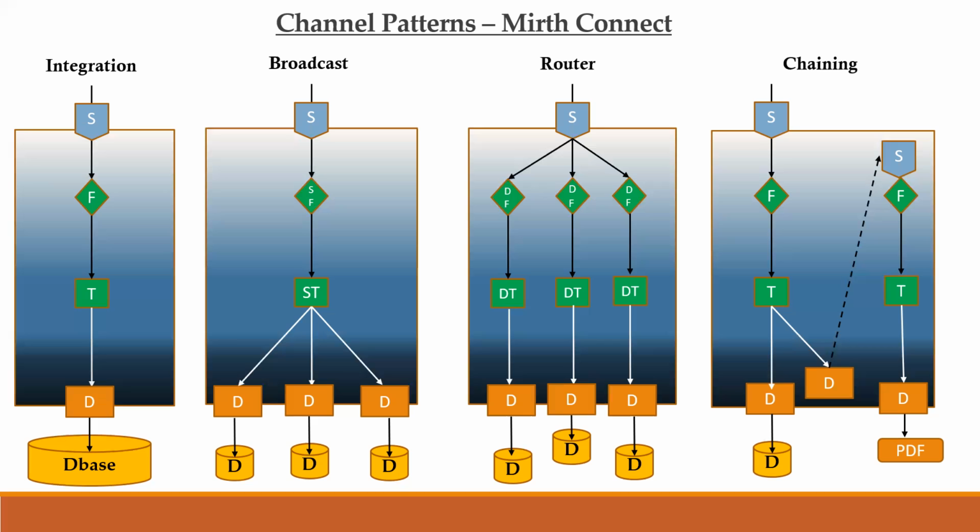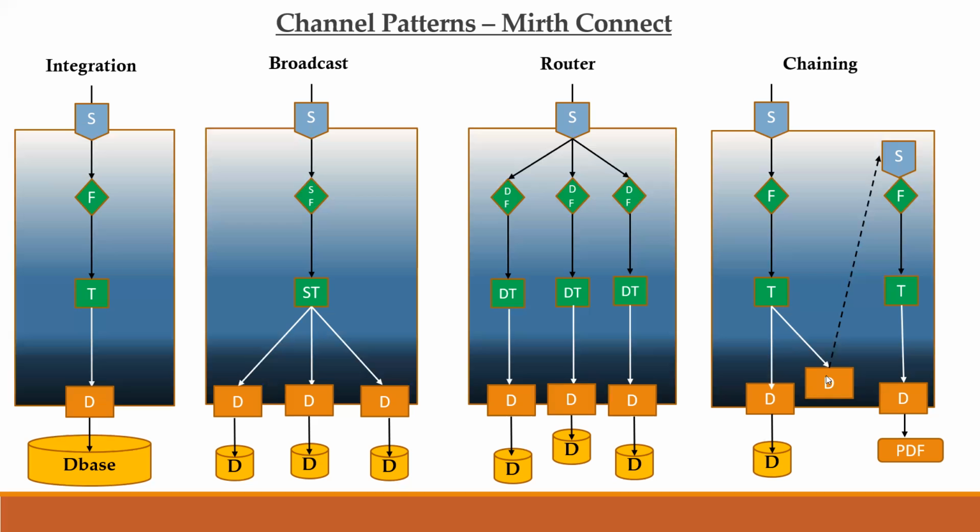So in chaining, what happens is you can point the destination of one channel to the source of another channel and form a chain of channels which are interconnected with each other. Okay. Here we are seeing that we'll receive the message on the source. It will travel through filters and transformers. And once everything is done, you see that we have two destinations.